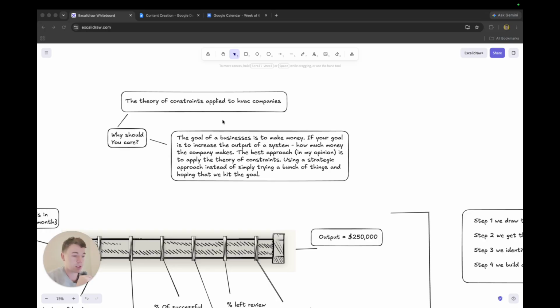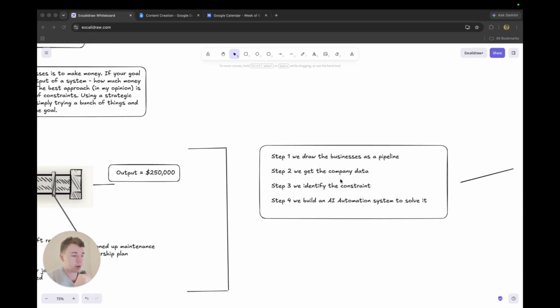I think it makes the most sense, and the reason why I think it's valuable and important is because it lets you implement a strategic approach to solving problems in your business instead of just trying a bunch of things and hoping that one of them works out. And not only that, it lets you understand what's going on, and then when you make changes, you can actually see the outcome of what's going on.